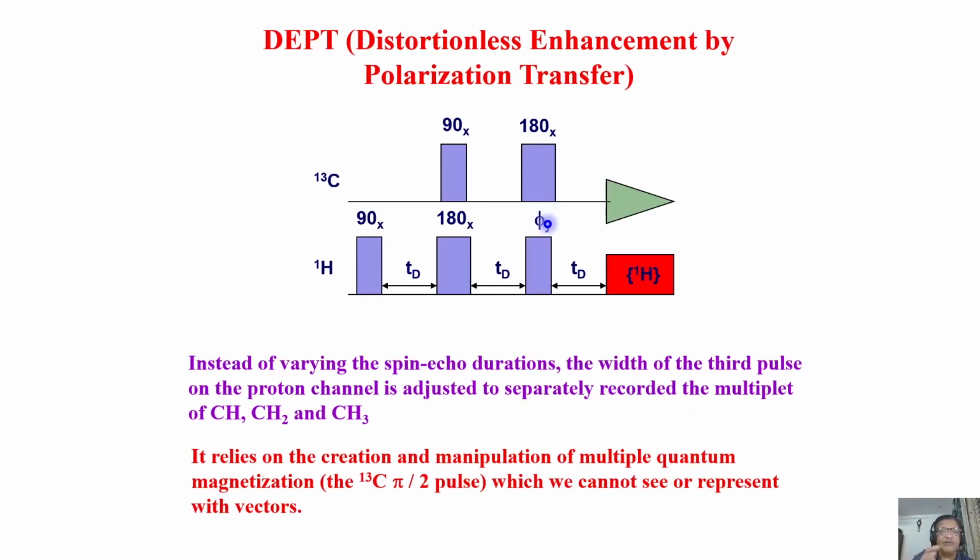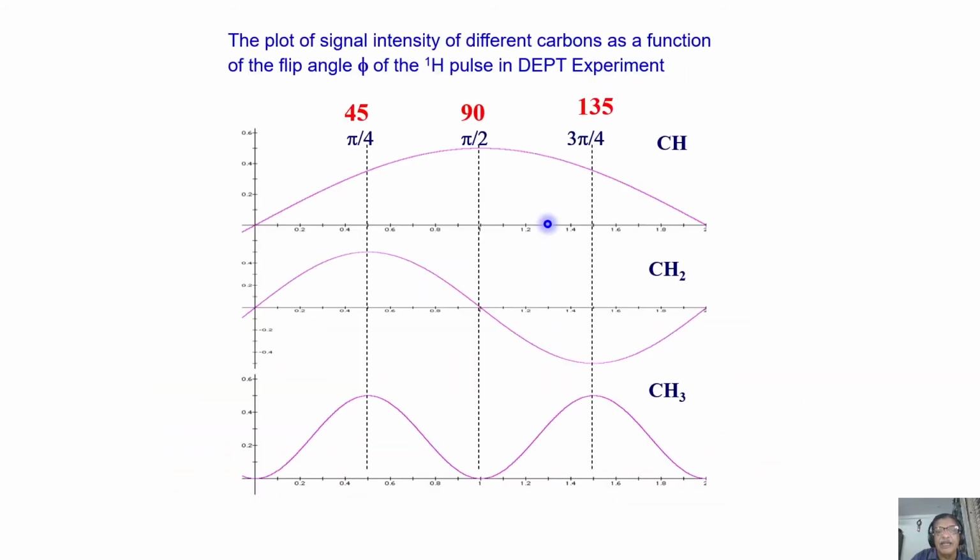Always in equal steps I can do, 5 degrees to 10 degrees, like that. Every time I keep measuring the intensity of all the 3 peaks individually. CH, CH2, CH3 intensity I measure. And then I am going to make a plot like this. Very interesting observations you make here. What is the interesting observation you are seeing here?